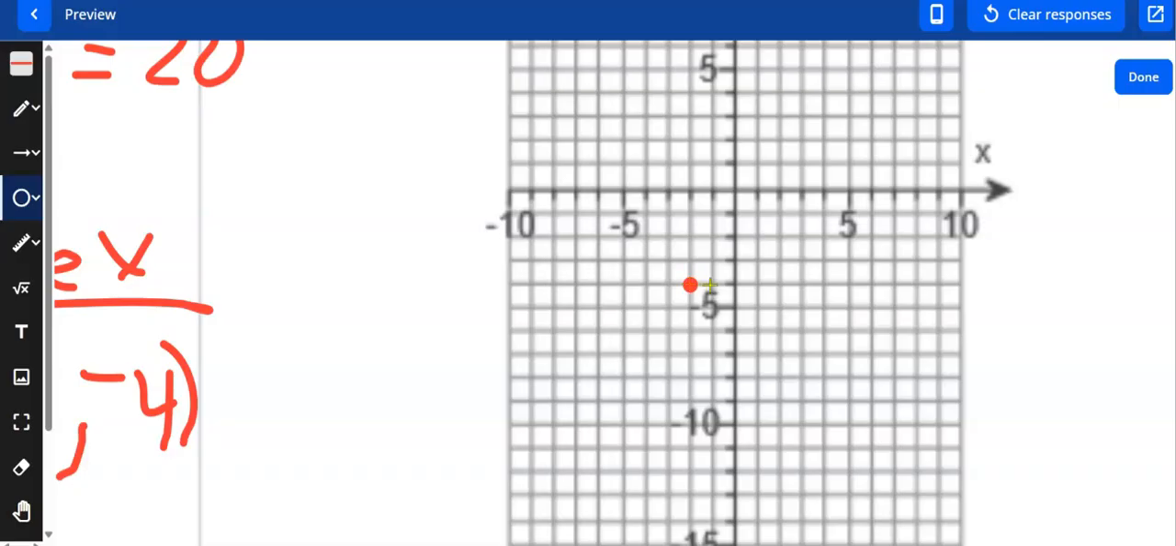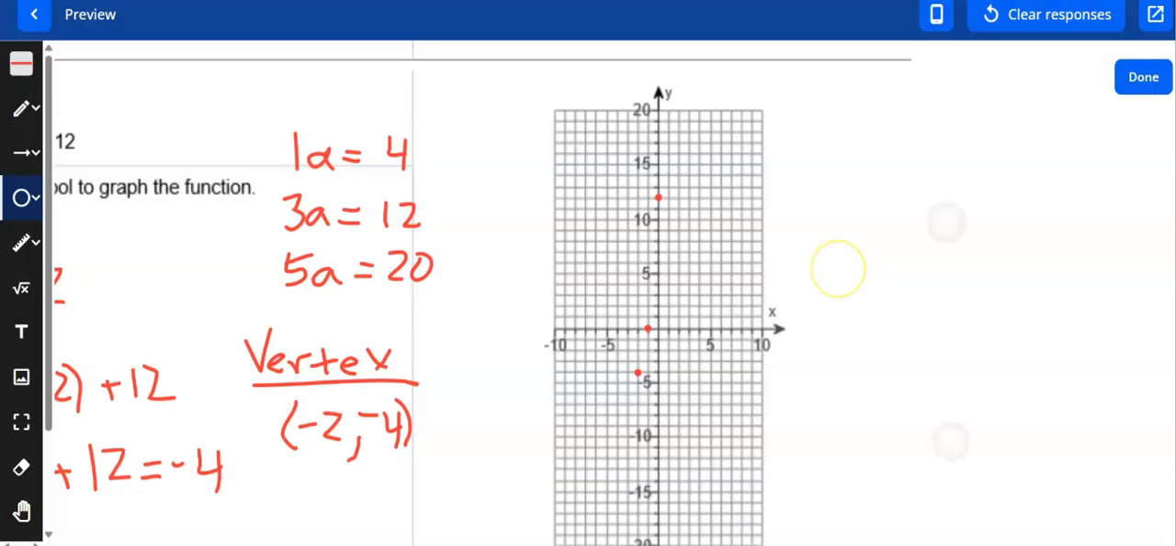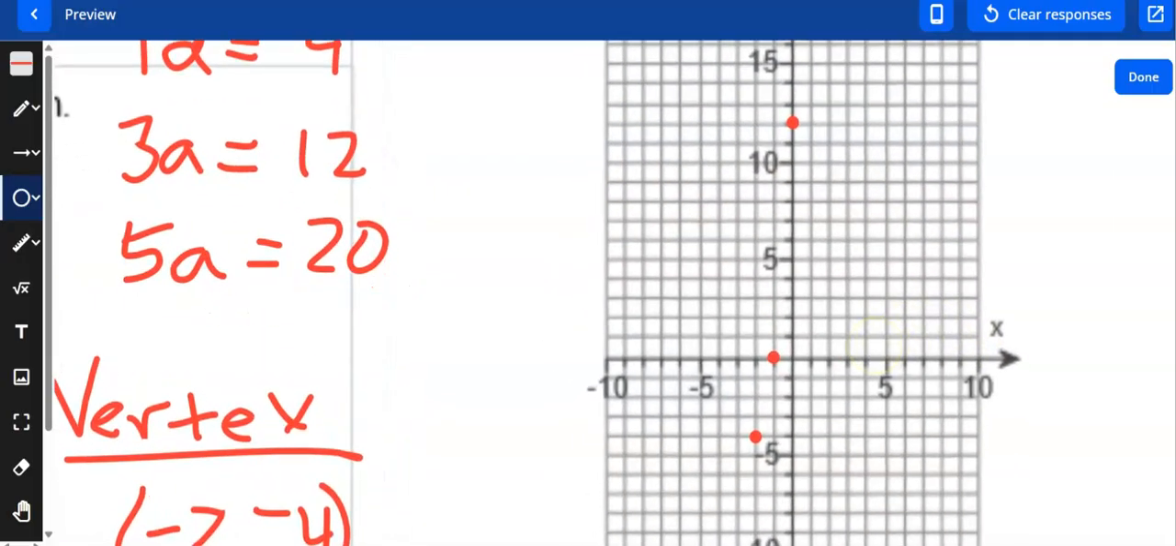And then we go over 1, up 4. Over 1, up 12. That puts me at 12. There's no way I can get the last one on the graph. The 5a is not going to make it. So we have a very tall, skinny looking parabola.